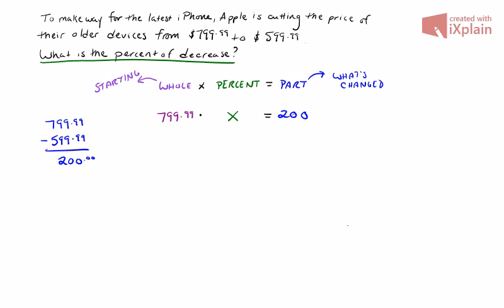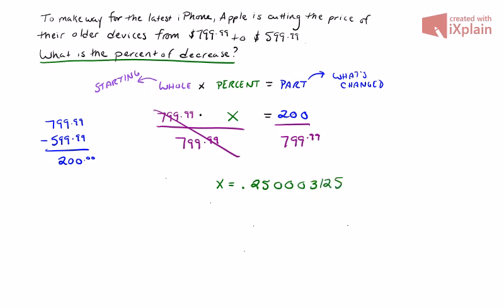Okay, so from here, we'll go ahead and solve for our variable. We want to undo the multiplication that's happening between the variable and the $799.99. So we're going to divide both sides by that value. And again, referring to your calculator here, we would get x is equal to 0.250003125. And again, this is the decimal form of our solution.